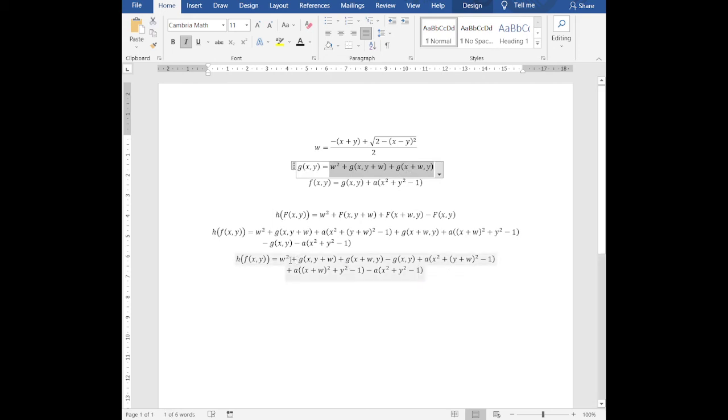So I'm going to substitute. This in particular is equal to this, which is therefore equal to this, which means I can substitute this in. And hey, g of x, comma y minus g of x, comma y. Brilliant. We're now left with this equation. I can take this x squared and cancel it with this x squared. Take this y squared, cancel it with this y squared. That's then going to be plus a.